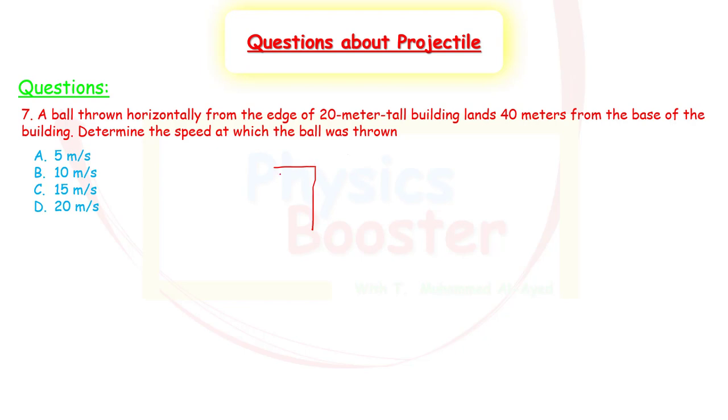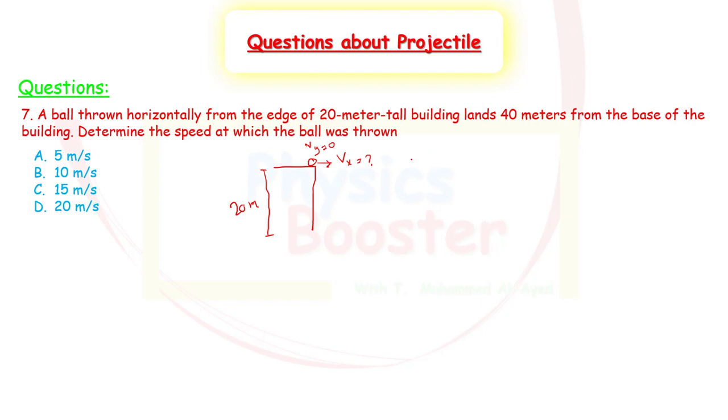It says that it was thrown off a 20 meter tall building, so this is 20 meters. Now it was thrown horizontally, so we have a Vx, which is unknown, and we have a Vy, we know it's equal to 0, okay? Determine the speed at which the ball was thrown, so it needs us to find Vx, okay?